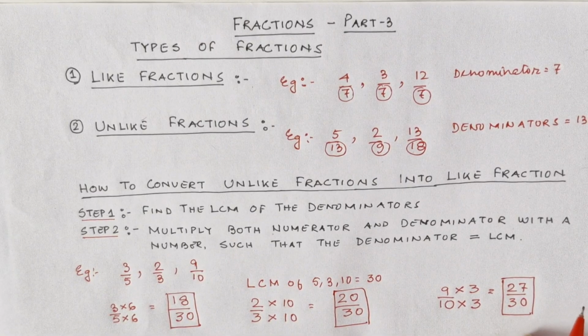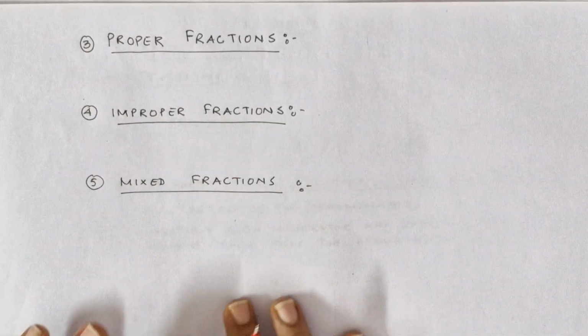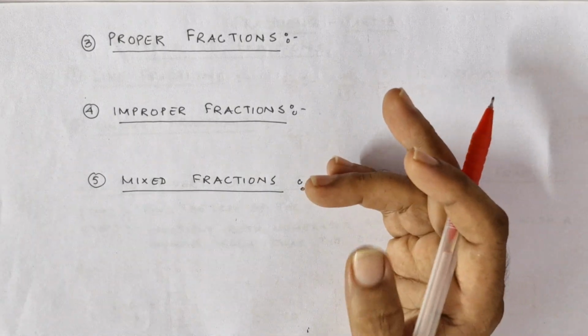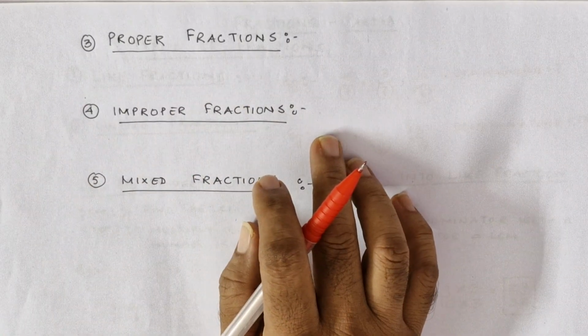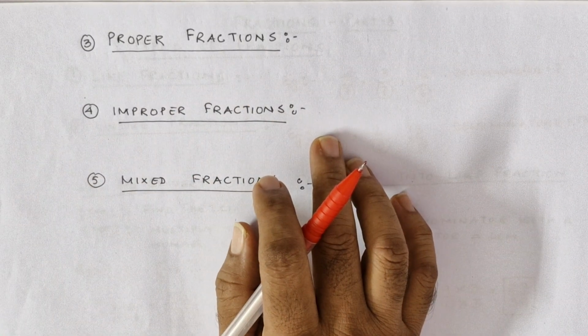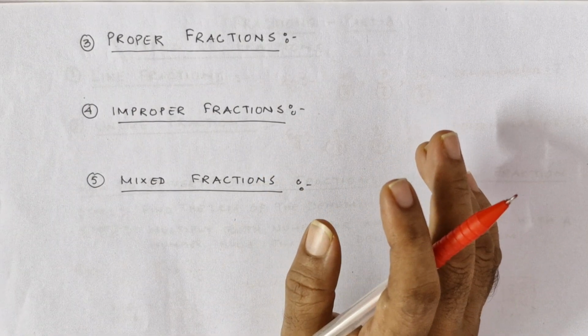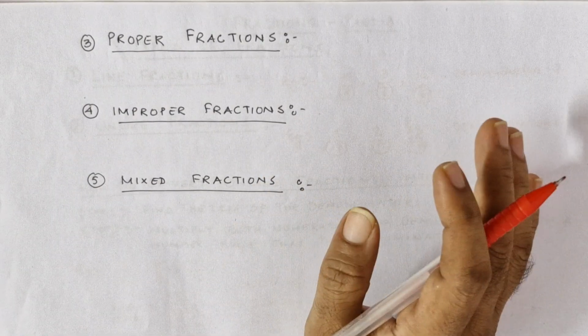Got it? Now let's move to the third fraction. So we have covered two types of fractions. This is the third type of fraction. This is known as proper fractions. Now, fractions whose numerator is smaller than its denominator are called proper fractions.